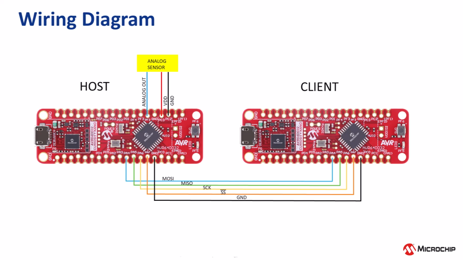Now let's look at the wiring diagram. Similar to the previous episode, we have an SPI bus on pins PA4, PA5, PA6, PA7 with the signals MOSI, MISO, SCK, and SS respectively. Don't forget to connect ground between the host and client device. We also have an analog sensor that will be powered using I/O pins on pins PC2 and PC3, with the analog output of the sensor on pin PF2.